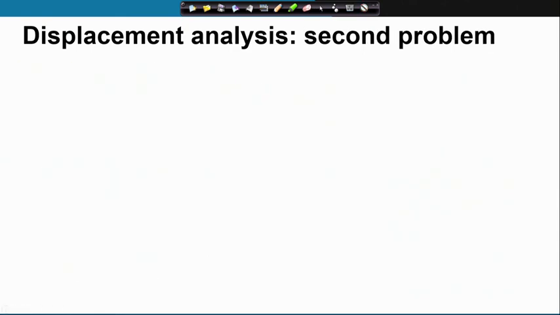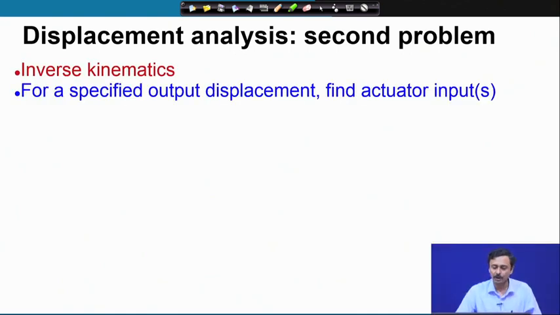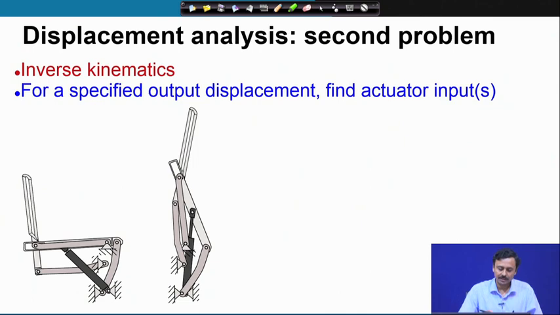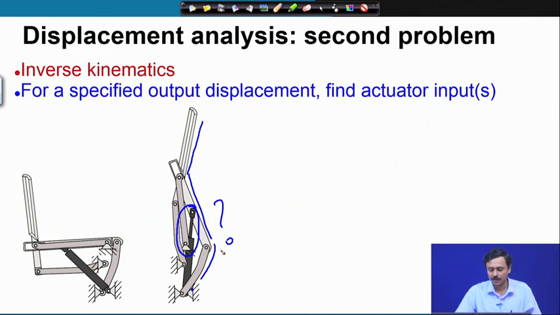The second problem is that of the inverse problem. So, inverse kinematics problem: for a specified output displacement, find the actuator inputs. This is very relevant. If I want to position, for example, this chair to the standing position, I am specifying this position. What should be the throw of this actuator? That is the inverse kinematics problem.